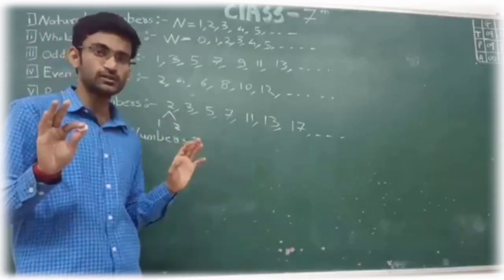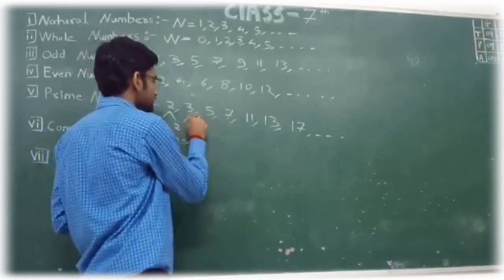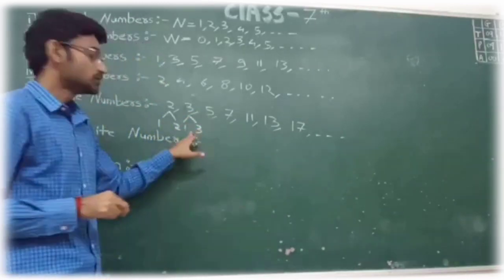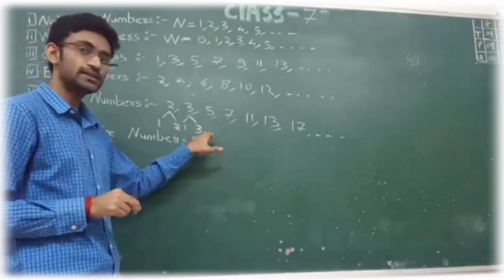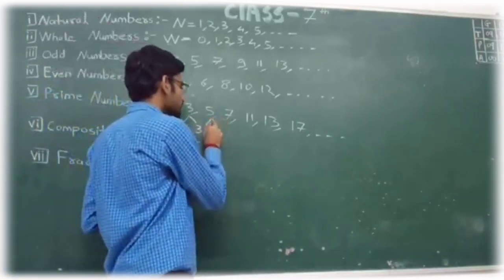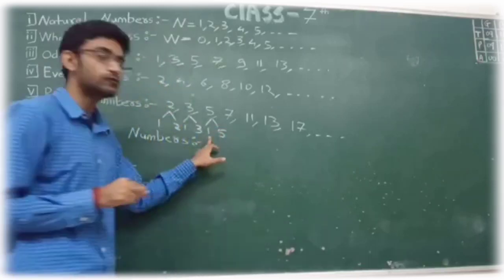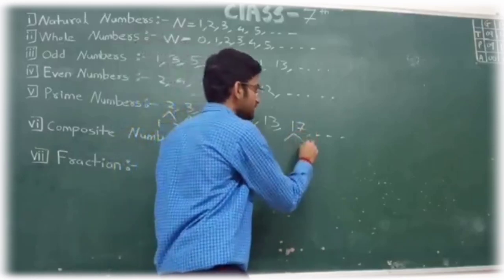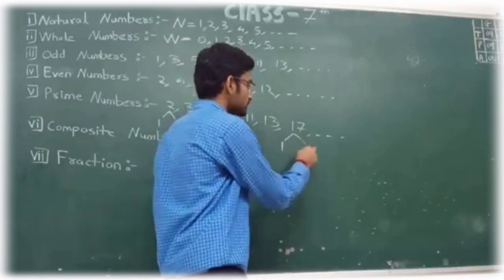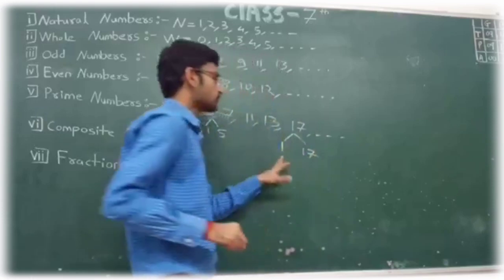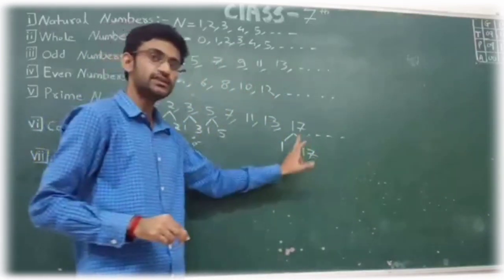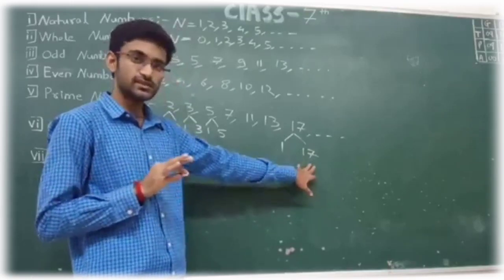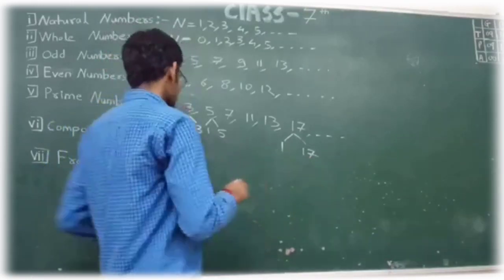Are there any other factors? No. Second is 3. The first factor is 1 and the second is 3. 1 into 3 is 3, and 3 into 1 is also 3. For 5, the factors are 1 and 5: 1 into 5 is 5 and 5 into 1 is also 5. Similarly, for 17, the factors are 1 and 17: 1 into 17 is 17 and 17 into 1 is also 17. Is there any other factor? No. That's why it is a prime number.